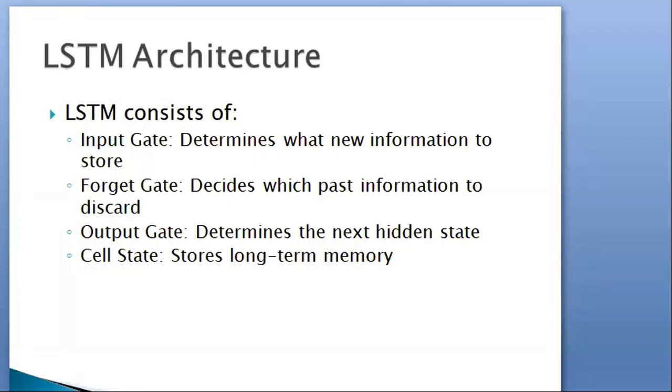So the input gate determines what new information to store, and the forget gate decides which past information to discard, because every piece of past information is not used in the next prediction. Okay, and the output gate determines the next hidden state. And there is one more state, the cell state, that stores the long term memory.